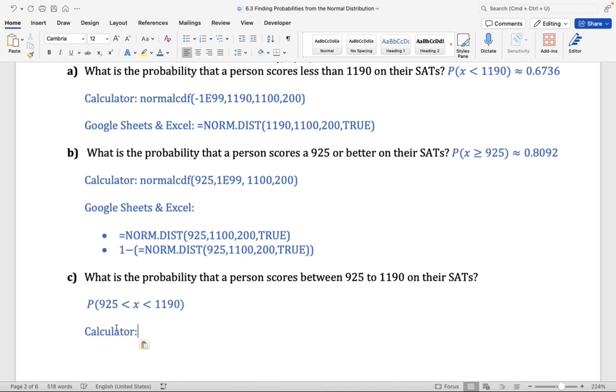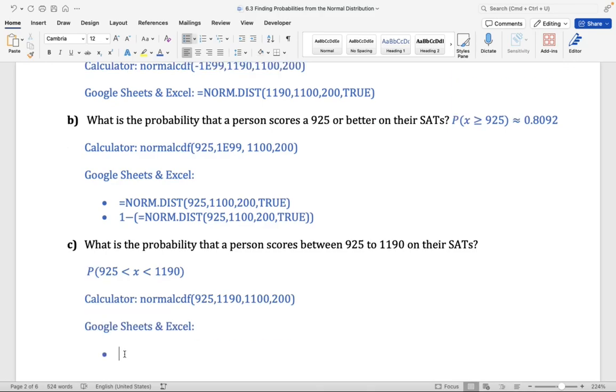If we're using a calculator, we're going to use normal CDF. The lower bound is going to be 925. The upper bound is going to be 1,190. Then we're going to be asked to enter the mean. And finally, we're going to be asked to enter the standard deviation. So this is the function that you're using on your calculator.